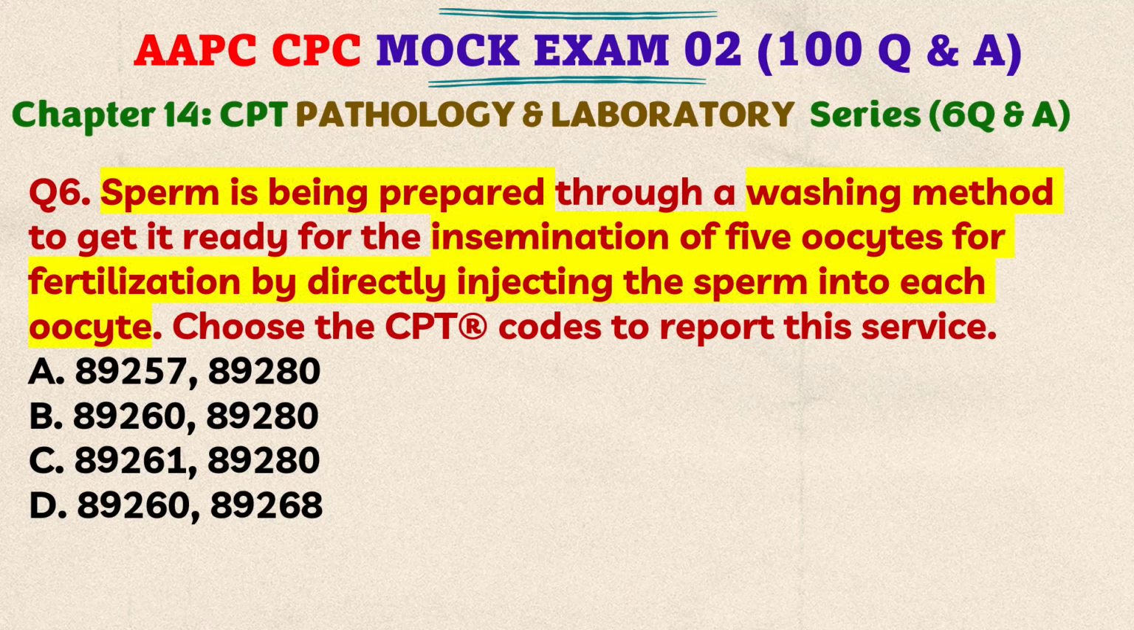So here I have to highlight there are 2 procedures done. One is sperm being prepared using the washing method, and the second one is insemination of 5 oocytes for fertilization. So you have to code for both procedures. Once you look at the answers, all answers are adjacent codes. You can see for the first procedure, these are adjacent codes. For the second procedure, these are adjacent codes. So you can use the elimination method for the exam purpose.